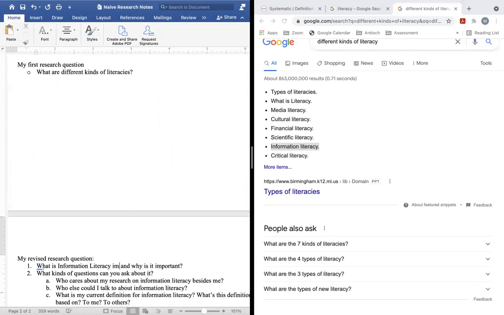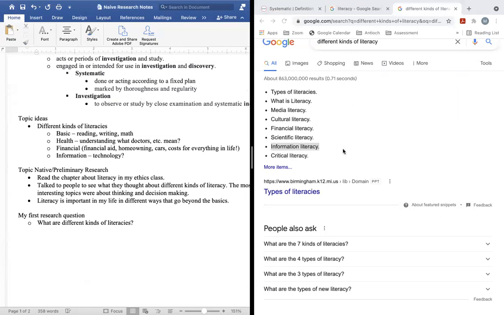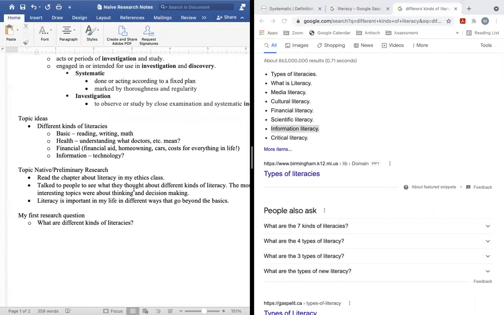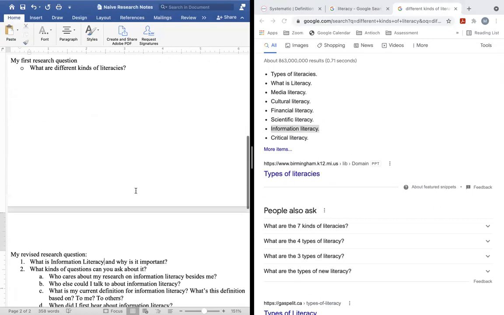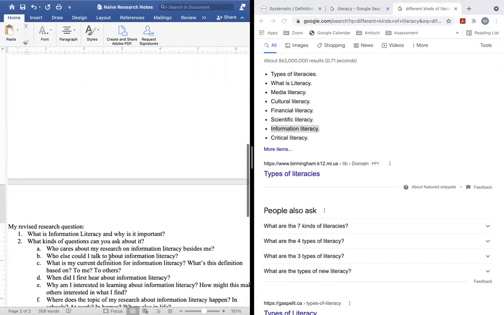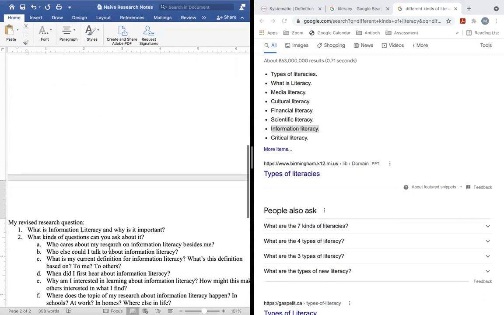So that's how I just use some talking to people, things that I've read, and just looking up things on the internet with naive research to come up with a potential question. All right, so now I have this question, and now I need to find out more information.